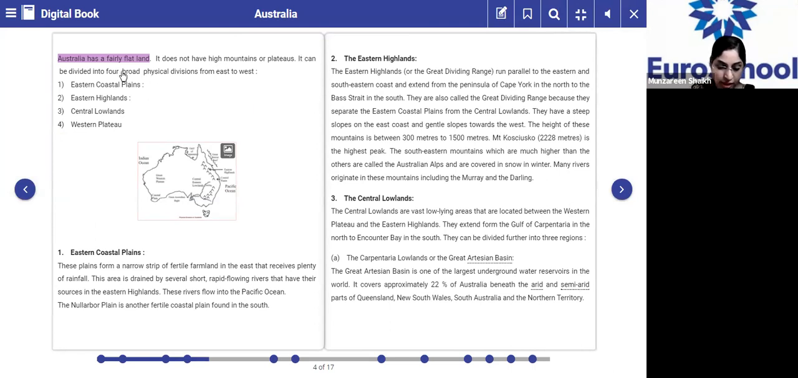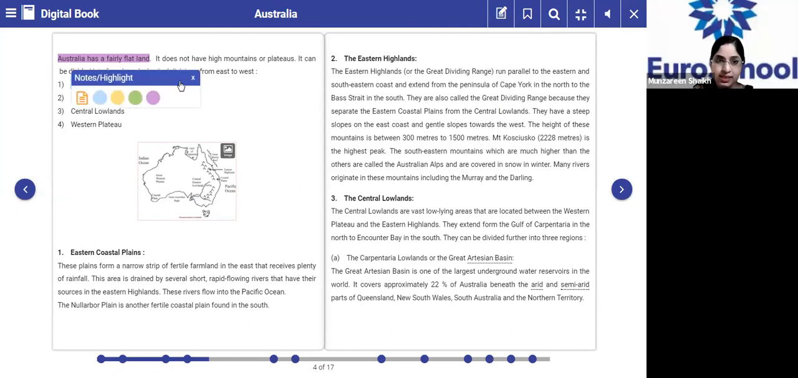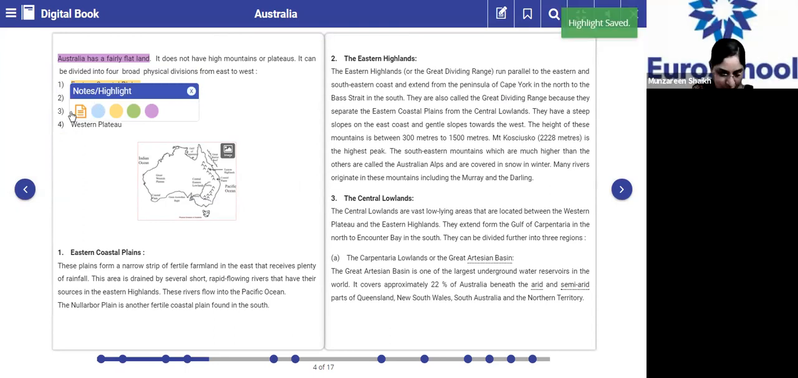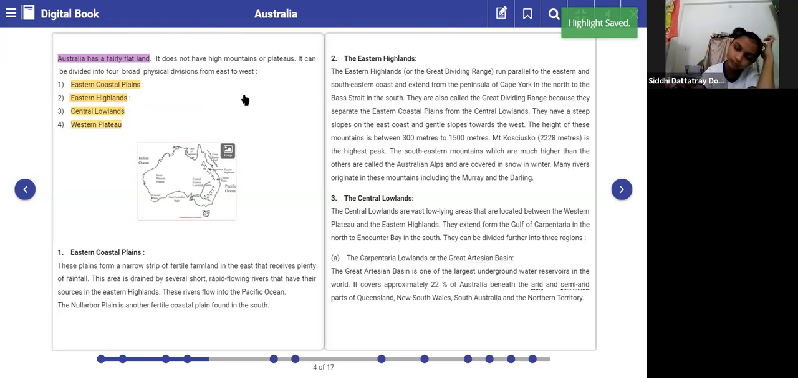It can be divided into 4 broad physical divisions from east to west. So what are the 4 divisions of Australia? Number 1, Eastern Coastal Plains. Number 2, Eastern Highlands. Number 3, Central Lowlands. And number 4, Western Plateau. So let us now, please remember all these 4 divisions. Now we are going to study about these 4 divisions in detail, each of this.